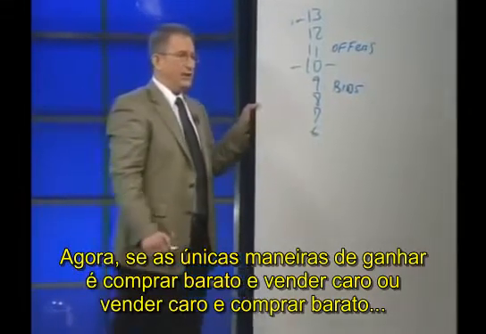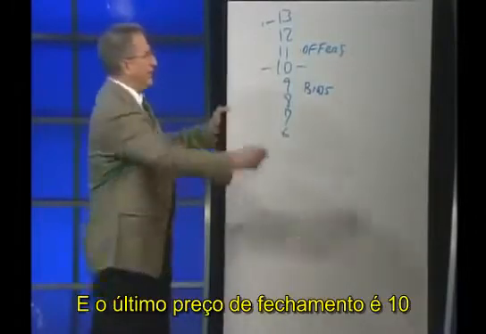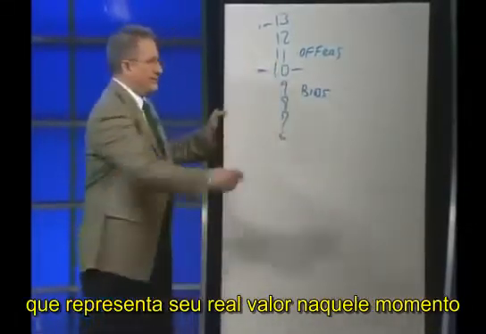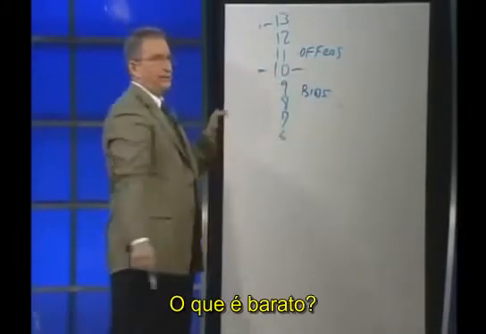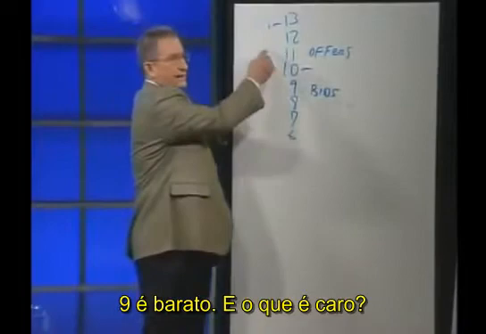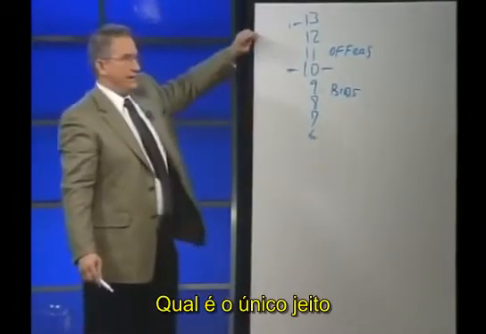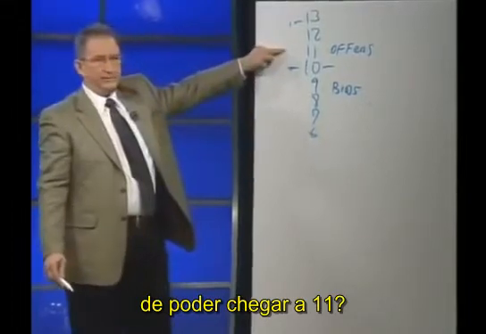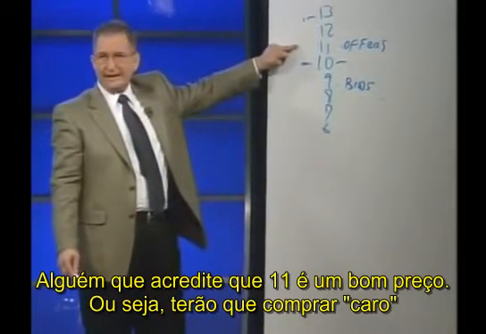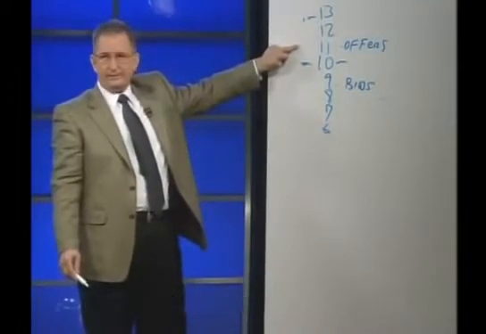Now, if the only way that you can make money is to buy low and sell high, or sell high and buy low, and the last posted price is 10, which represents the value at that moment, then what's low? 9 is low. And what's high? 11. What's the only way that it can get to 11? Somebody thinks 11 is a good price, meaning that they have to buy high relative to the last price, right?